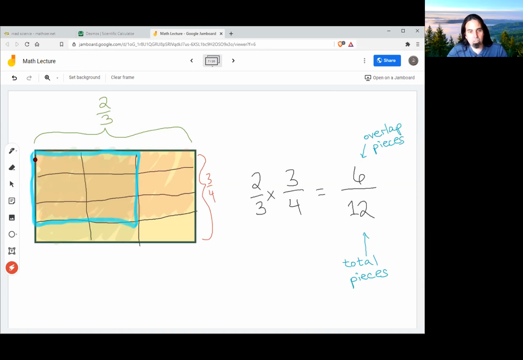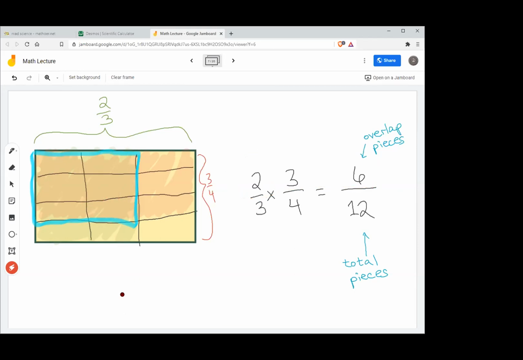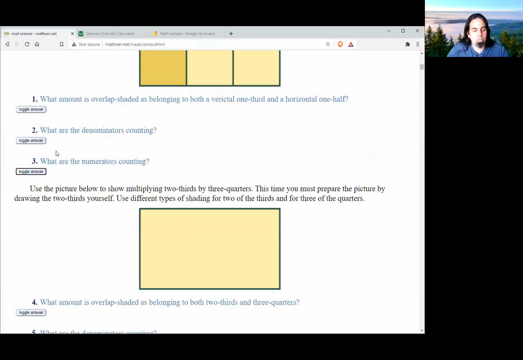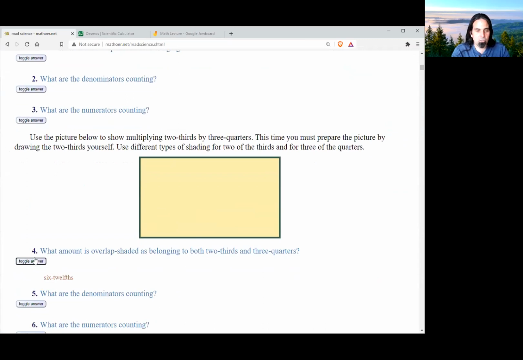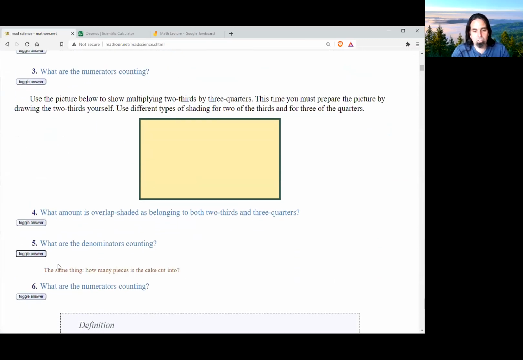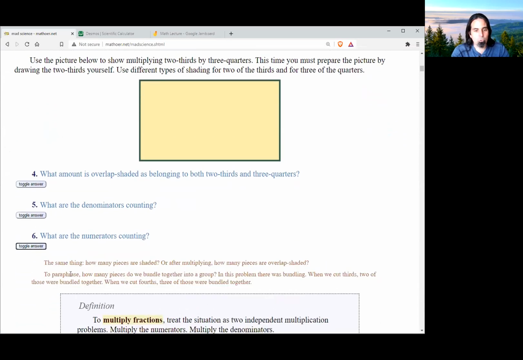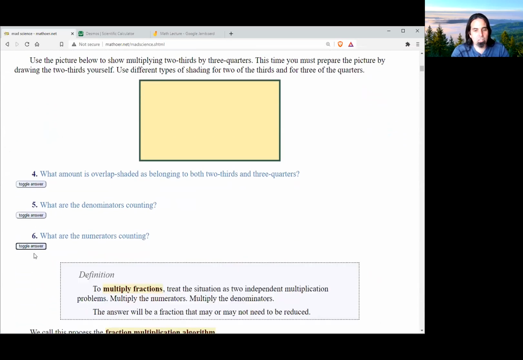Okay, and can you see in the picture the 2 times 3 is 6 happening on the top? Yeah. So if the pictures help you, yay. The overlap is again 6 out of 12. The denominators are still counting how many pieces we're cutting the cake into, and the numerator is how many things are shaded overlapped.